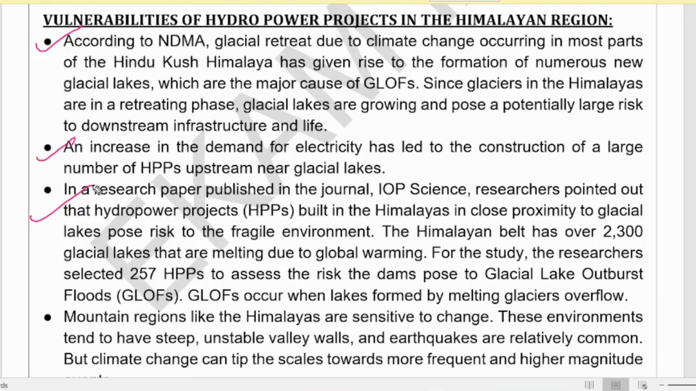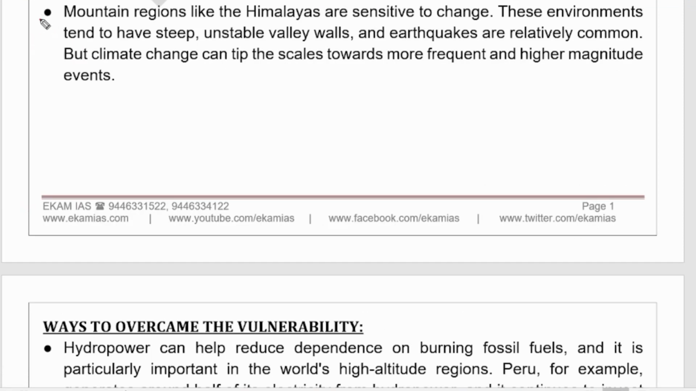and infrastructure downstream. All of us are aware that the Himalayas are very sensitive to climate change, and these environments have very steep, unstable valley walls, and earthquakes are a very common event in the Himalayas. But because climate change is happening at a very rapid pace, these earthquakes have become more frequent, and are also happening at a higher magnitude than earlier, because like I said, the Himalayan region is very sensitive to climate change.